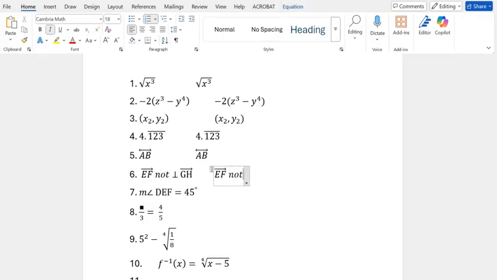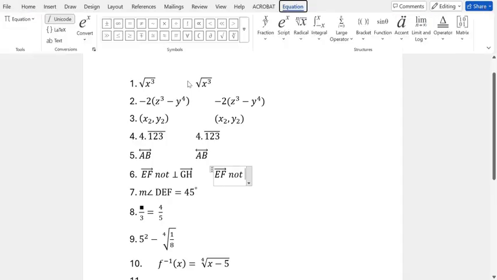Space, N, O, T, not. Okay, now I've got to find that perpendicular line. So I'm going to go Alt, upper ribbon, J E, equation tools, equation tab, and scroll through the menu to go to equation symbols.